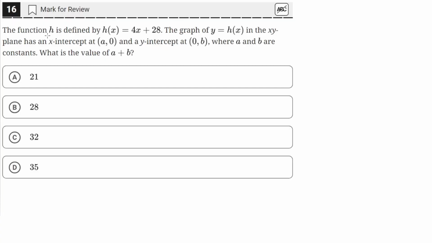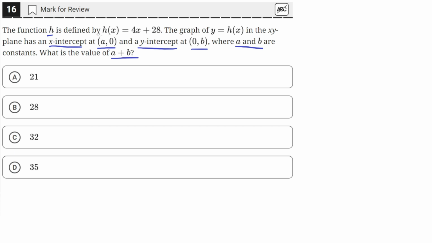The function h is defined by h of x equals 4x plus 28. The graph of y equals h of x in the xy plane has an x-intercept at a comma 0 and a y-intercept at 0 comma b, where a and b are constants. What is the value of a plus b?